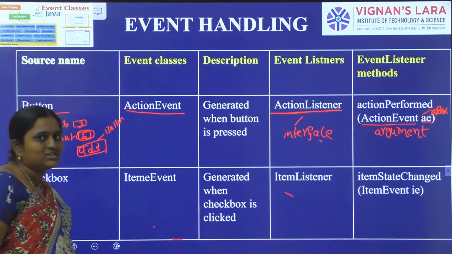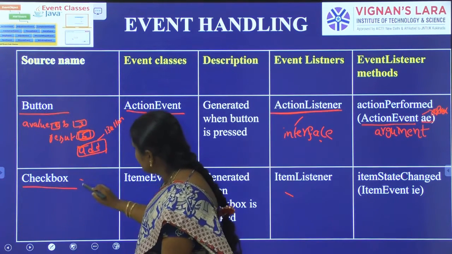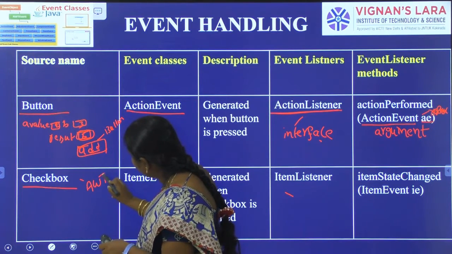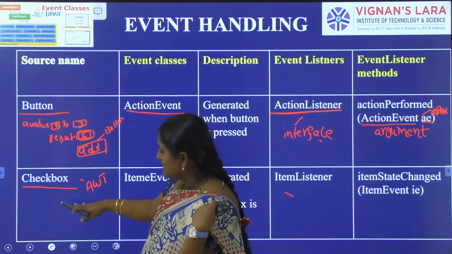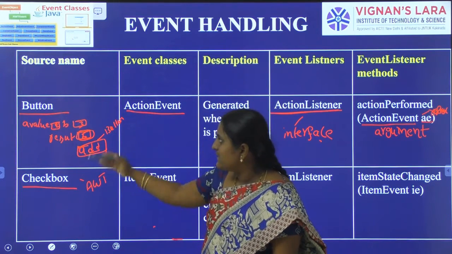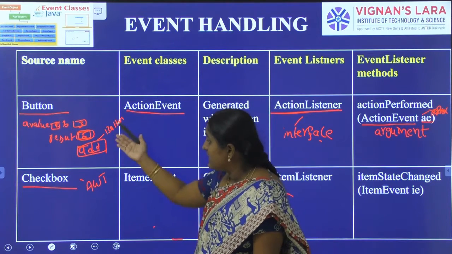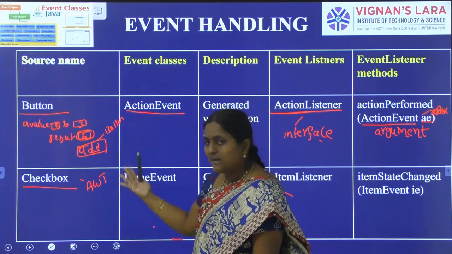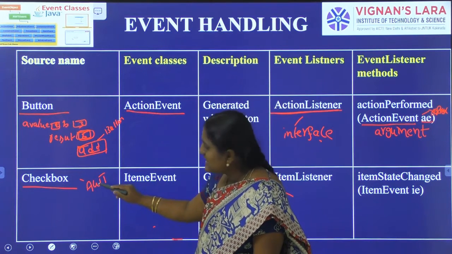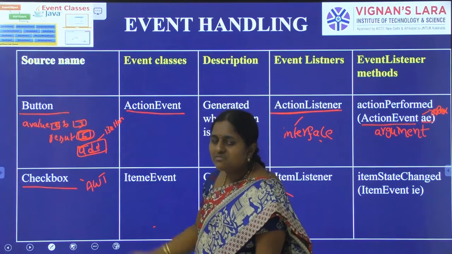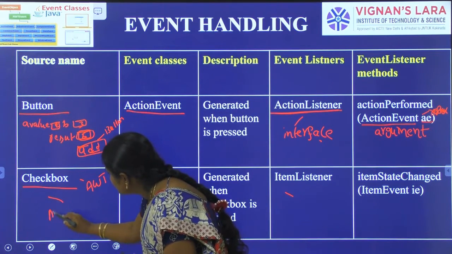Coming to the second one, checkbox. Checkbox is an AWT component. In the future classes, I will discuss button and checkbox briefly: what methods and constructors are available in them. I will explain briefly in the next classes. Checkbox means multiple selections.